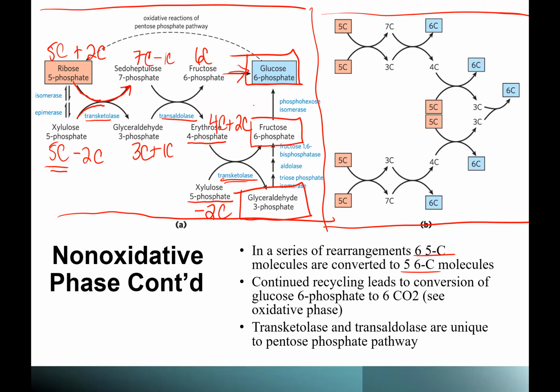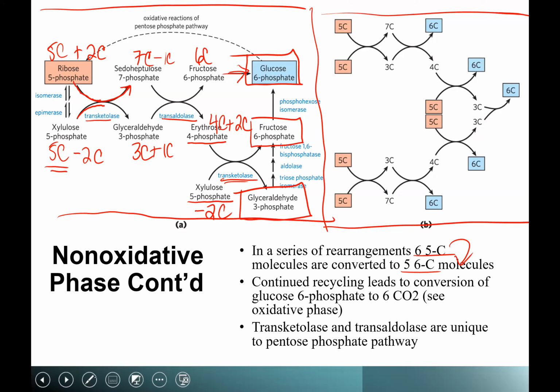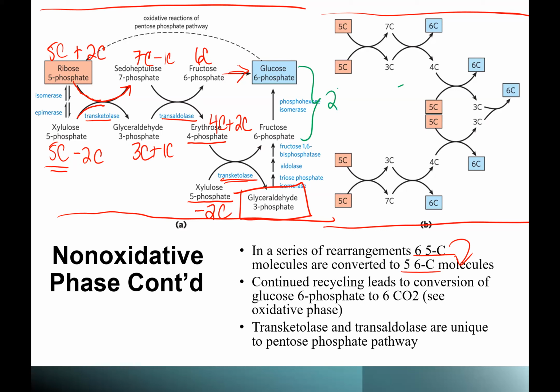However, we said that we were taking 6 5-carbon molecules and making 5 6-carbon molecules, right? So far we've made what? We've made 2 6-carbon molecules, total. These are 2 6-carbon molecules, right? And we have a G3P here as well, which is a 3-carbon molecule.